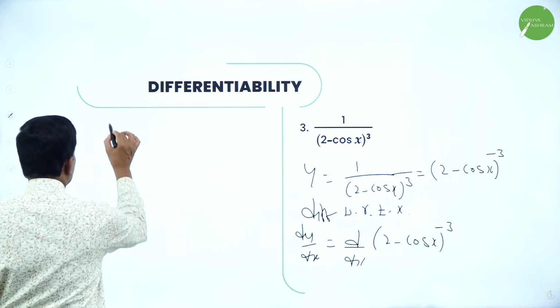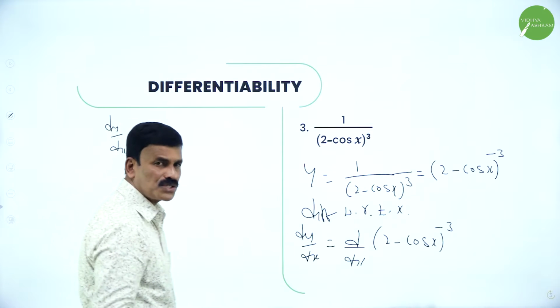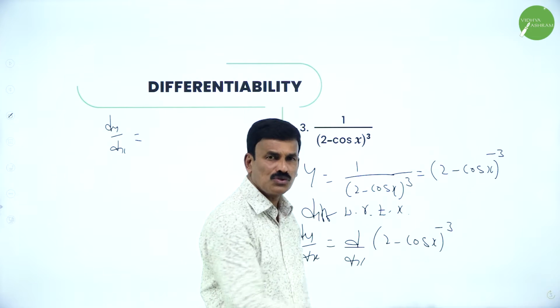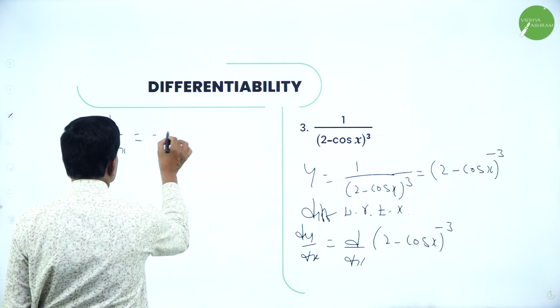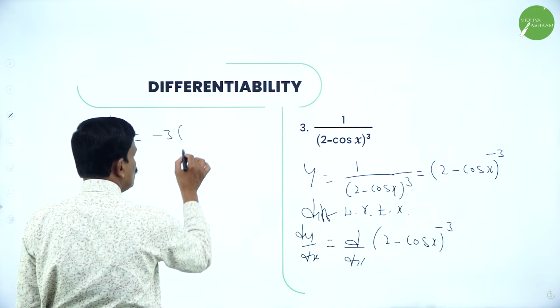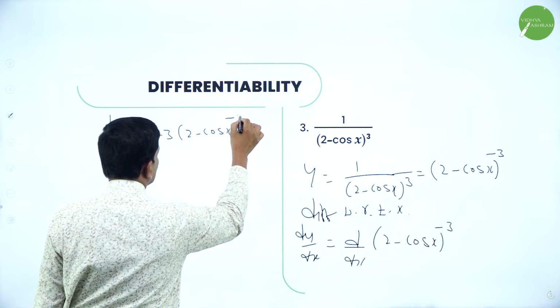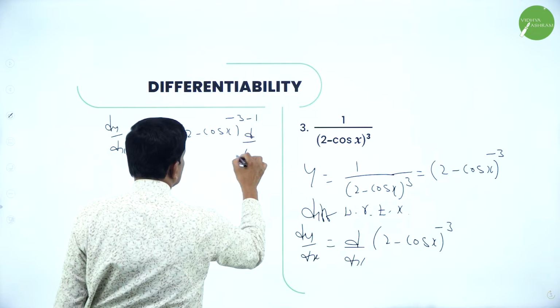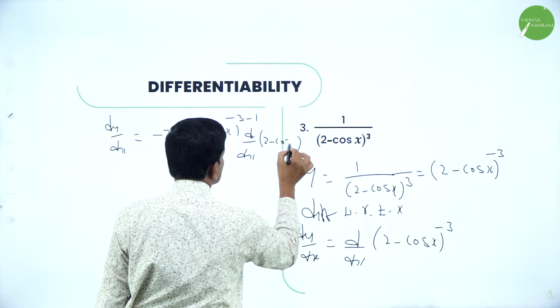Now therefore dy by dx can be written as, what is n here? f of x to the power of n. f of x is 2 minus cos x, and n is minus 3. So this is minus 3 times f of x, 2 minus cos x to the power of minus 3 minus 1, into d by dx of the inside function, that is 2 minus cos x.